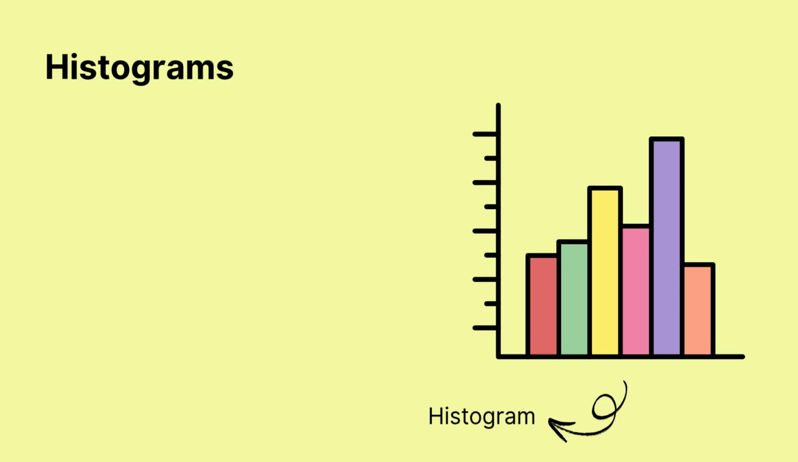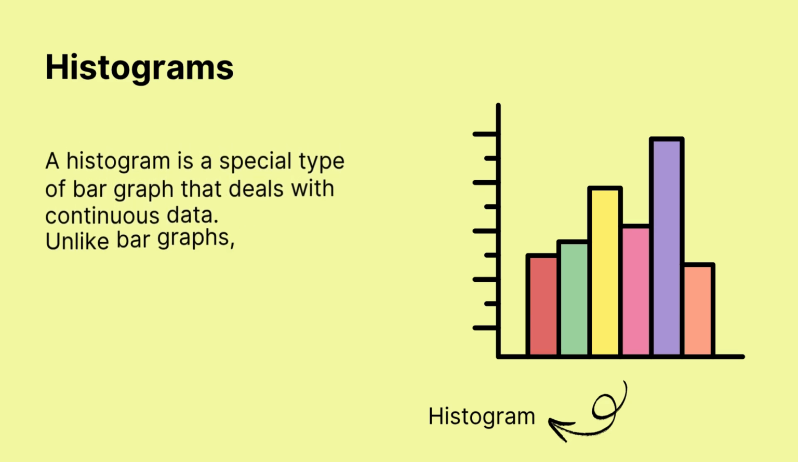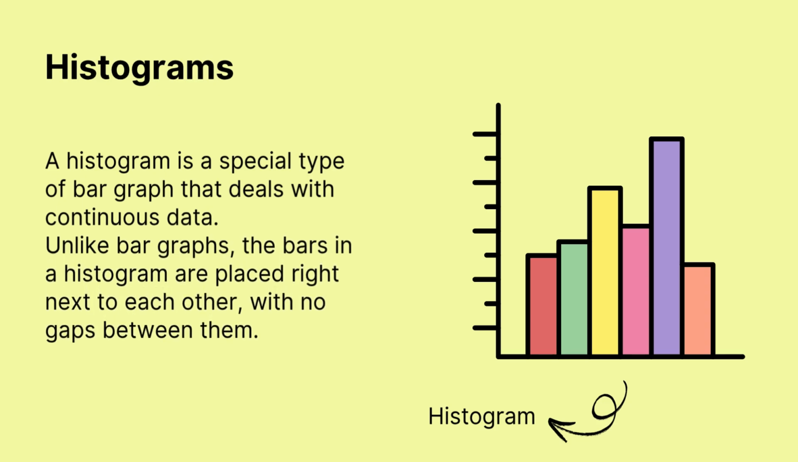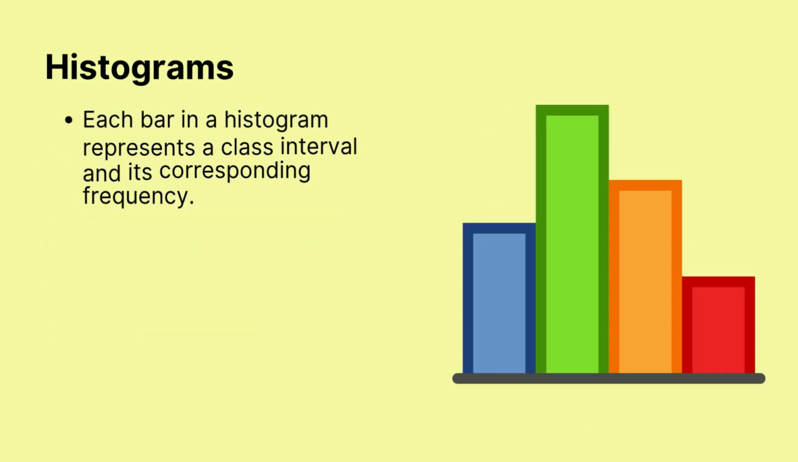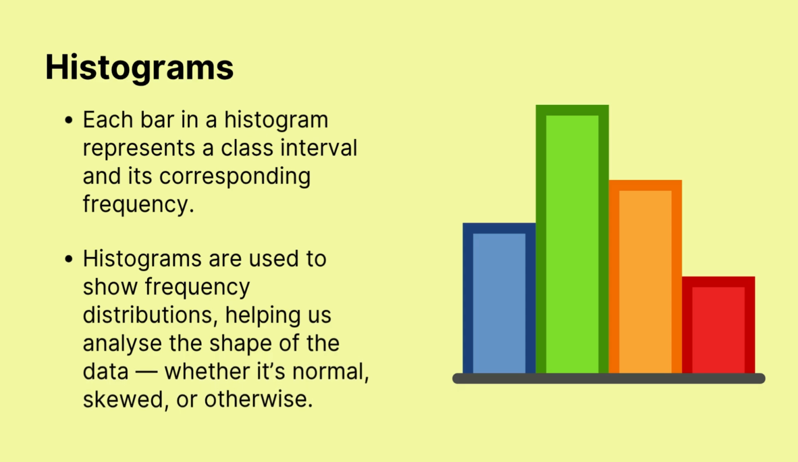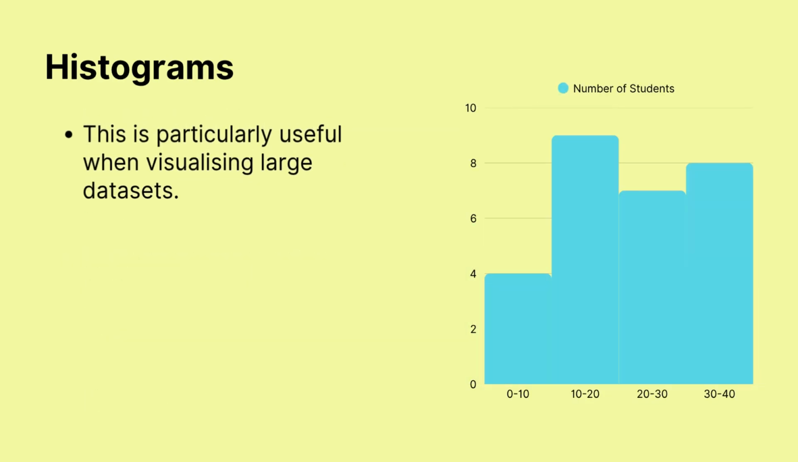Next, let's discuss histograms. A histogram is a special type of bar graph that deals with continuous data. Unlike bar graphs, the bars in a histogram are placed right next to each other, with no gaps between them. Each bar in a histogram represents a class interval and its corresponding frequency. Histograms are used to show frequency distributions, helping us analyze the shape of the data, whether it's normal, skewed, or otherwise. This is particularly useful when visualizing large datasets.